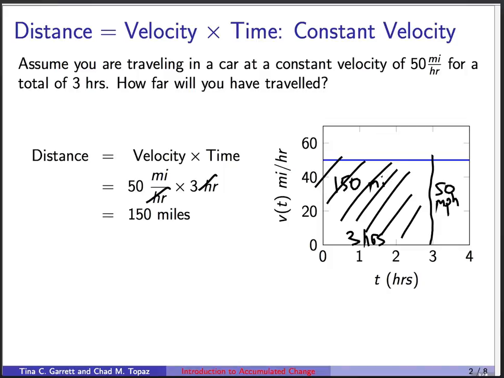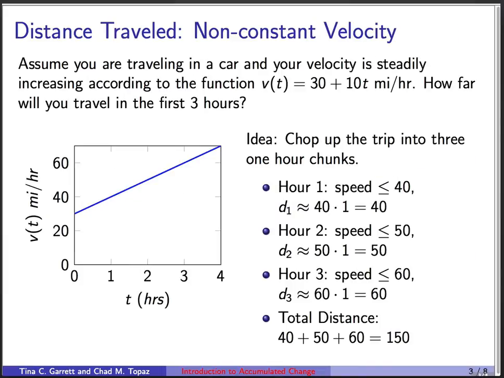Let's now look at a slightly more sophisticated example where your velocity is not a constant anymore. It's increasing according to the function 30 plus 10t, where t is your time in hours. But same question as before, how far will you travel in the first 3 hours? What we're going to do is just make an approximation. The approximation is that we're going to look at your car at the end of each hour, and however fast it was going at the end of the hour, we're going to pretend that's how fast it was going the whole time.